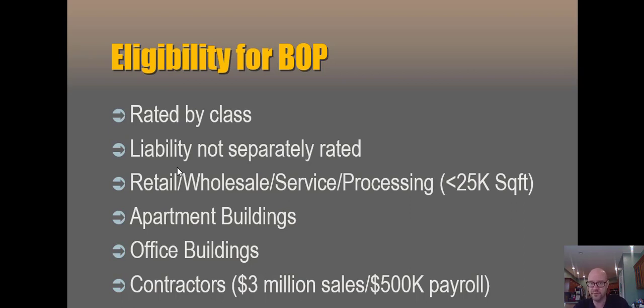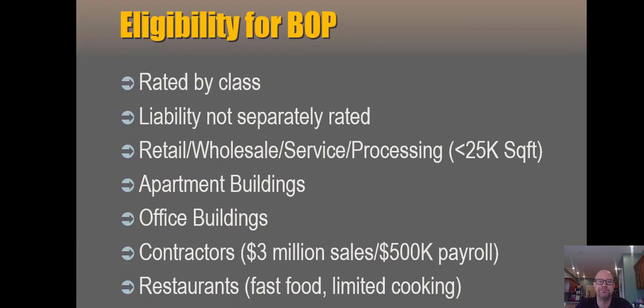And then processing. Are you a manufacturer? Are you adding value to a product? And again, we're looking at under 25,000 square feet in these categories. Anything bigger than that, you're not really a small business anymore. Apartment buildings, that's fairly standardized. You've got a certain amount of units, and the exposures you have are related to the number of tenants you have and the number of units you have. Office buildings, you own office buildings and you rent it out. Exposures are kind of the same. Let me slide this down a little bit so you can see everything on here.